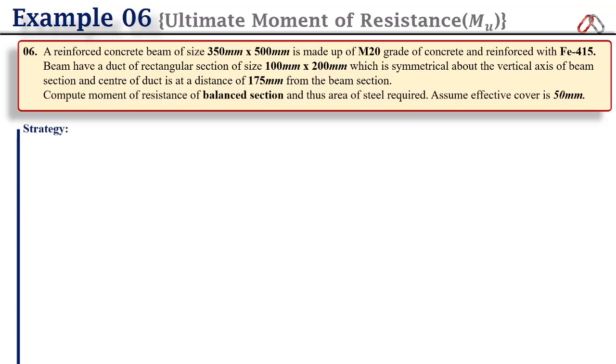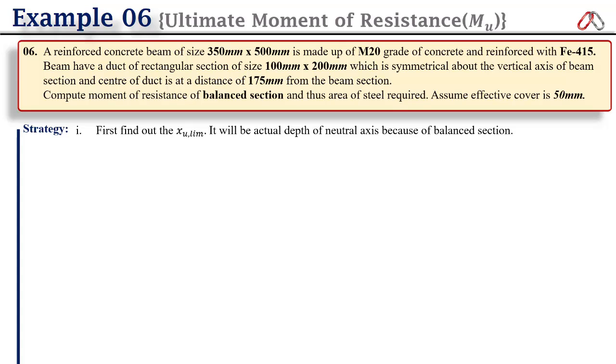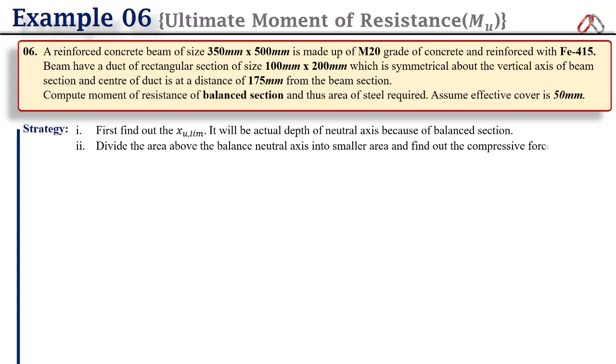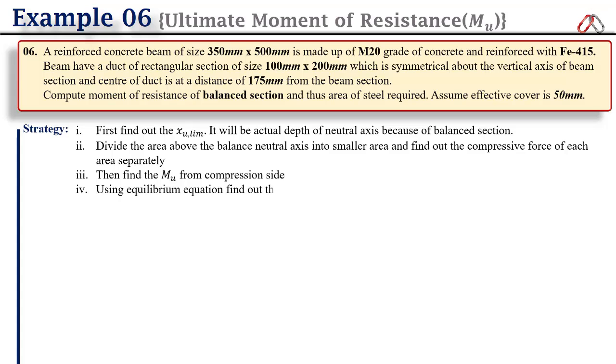To solve this question, the strategy is: first find the value of actual limiting. It will be equal to the depth of neutral axis because the section given in the question is a balanced section. Next, divide the area above the balanced neutral axis into smaller areas and find the compressive force of each area separately. Then after finding the total, find the ultimate moment from the compression side. Using the equilibrium equation, find the area of steel AST.